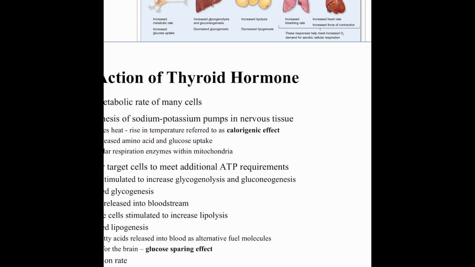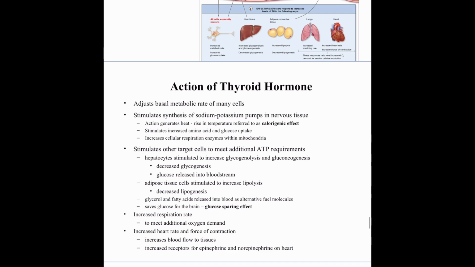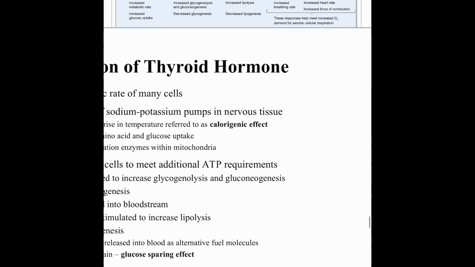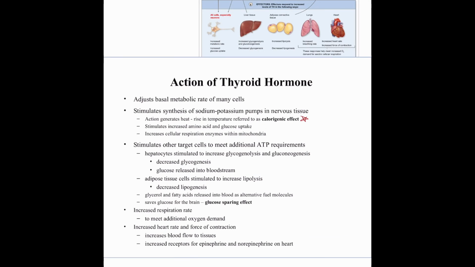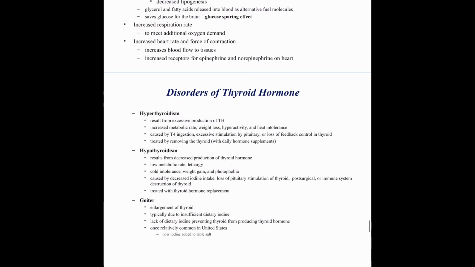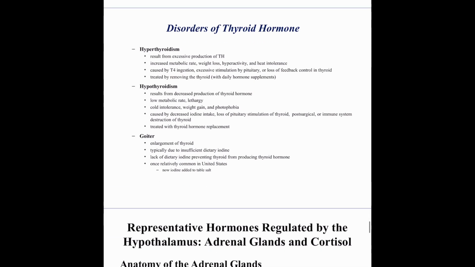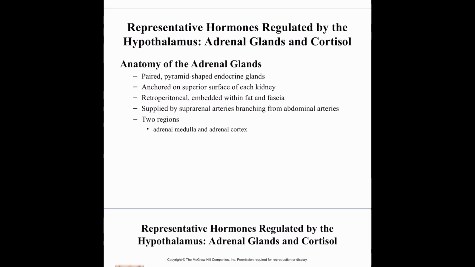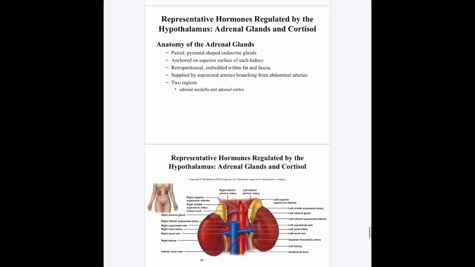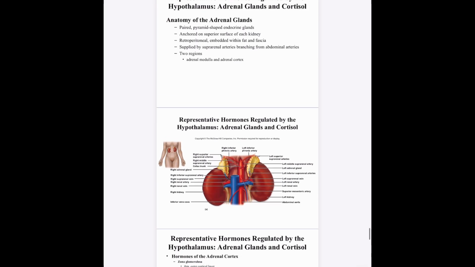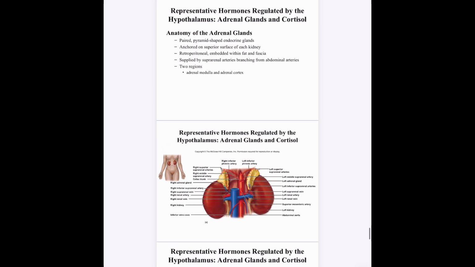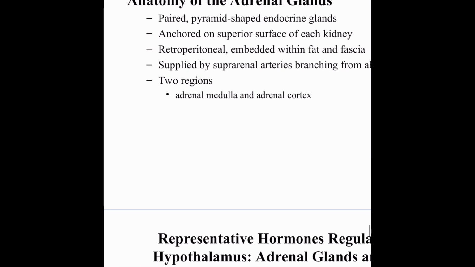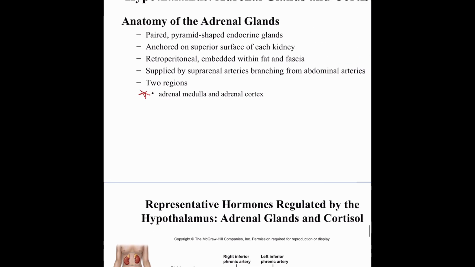Right, so no calorigenic effect. I don't think you need to know that. Not much on the disorders. The adrenal glands, paired, pyramid shaped. Just know it has two regions: adrenal medulla, adrenal cortex. Medulla is typically the inside, and cortex the outside.